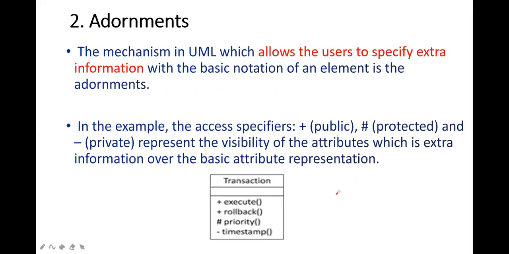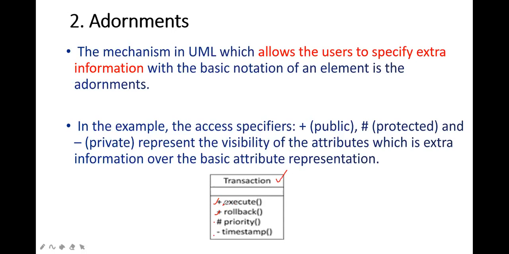Now, second one is endowments. Endowments allow the user to specify extra information. I've taken an example: I have a class Transaction, in which I have the operations execute, rollback, priority, and timestamp. But I have given a symbol here: plus, hash, and minus. What do these symbols mean? I can also write it without these symbols, but these symbols will tell me extra information.